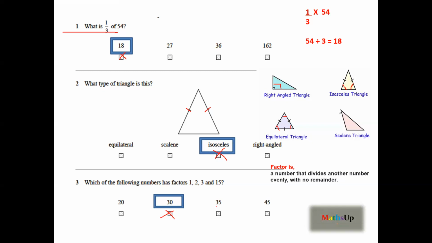And if you take 35 and 45, you can check 35. Number 1 is a factor of 35, but 2 is not a factor of 35. And 3 and 15 are also not factors of 35. And if you take 45, 1 is a factor of 45, but 2 is not a factor of 45. But 3 and 15 are factors of 45 because it can divide by 3 and 15 without getting any remainder.